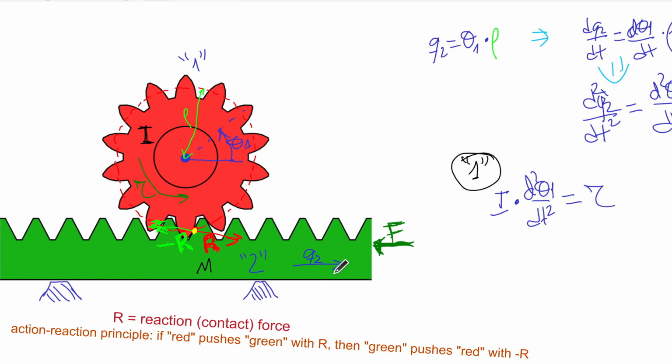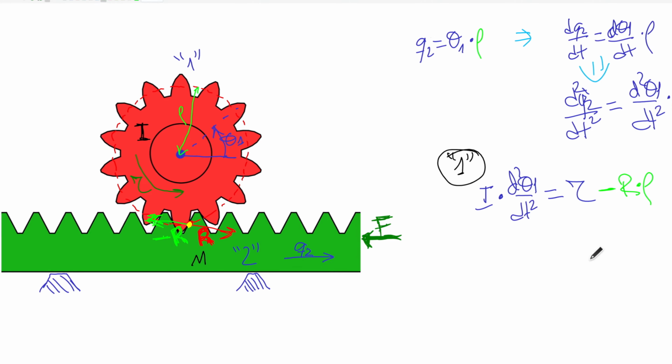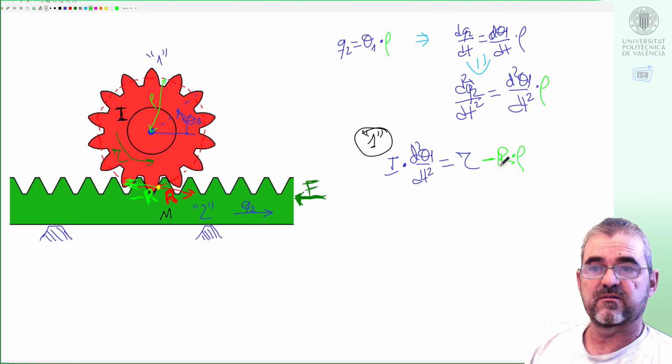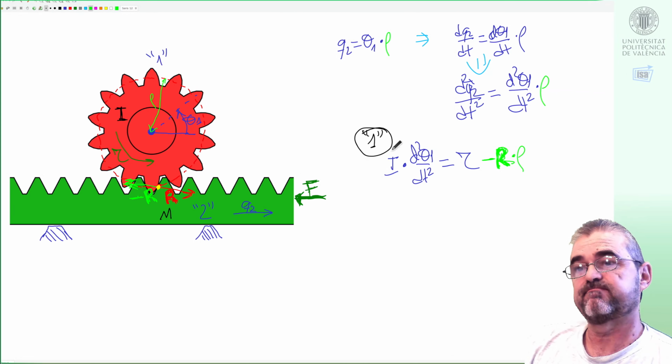And of course, we will only be interested in the horizontal components of this reaction force, even if contact is at an angle, this kind of gear stuff. I'm not a mechanical engineer for the details. So the horizontal component of this reaction force will produce a torque, force by distance to the rotation axis: minus reaction force times radius. Good.